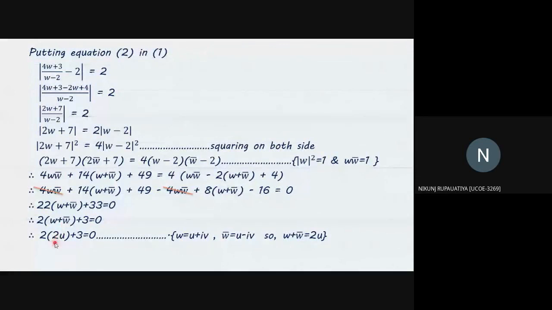Here we put the value of w plus w bar, where w equals u plus iv and w bar equals u minus iv. Adding these two equations, it gives 2u, and putting this value in the equation, it becomes 4u plus 3 equals 0. Hence, with the help of the transformation, we have converted the circle into the straight line. Next slide.